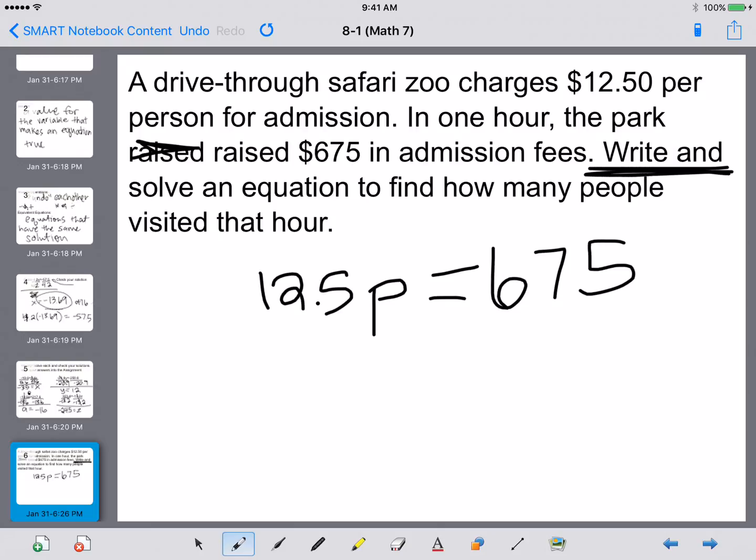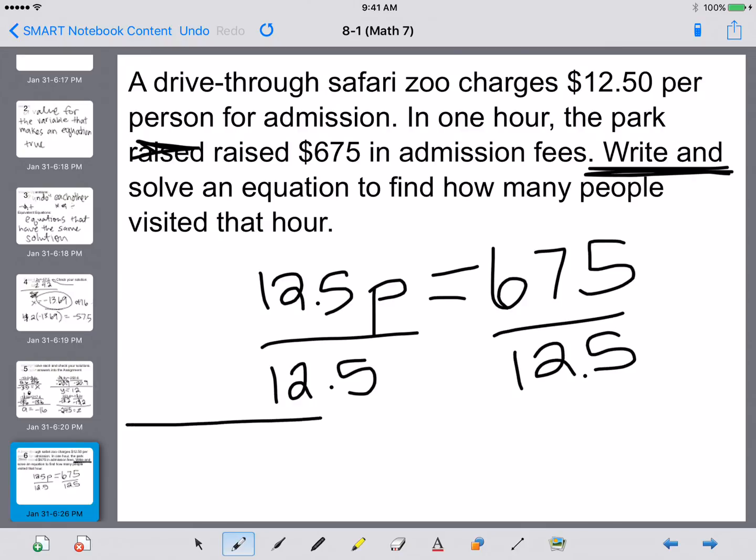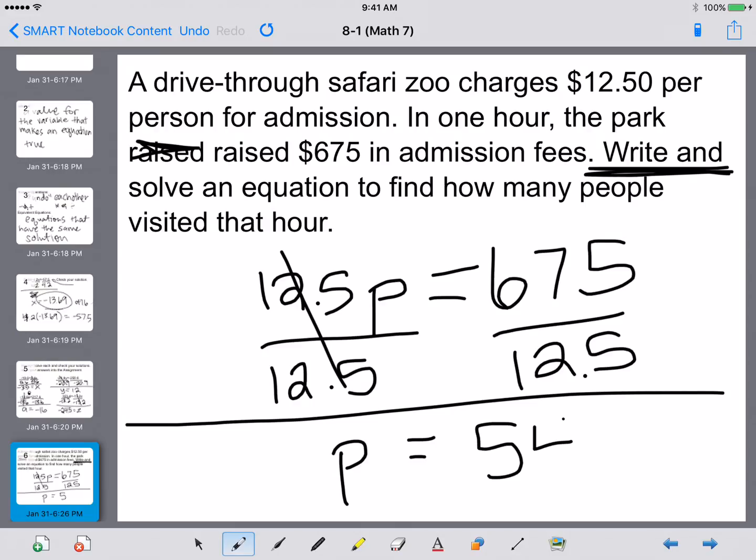Now we've got to solve it. In order to get p by itself, we have to divide by the coefficient. So we divide by 12.5. What you do to one side, you do to the other. So we'll have to divide by 12.5 over there as well. 12.5p divided by 12.5, those cancel out, and we get just p. We bring down our equal sign, and then we go 675 divided by 12.5 gets us 54.